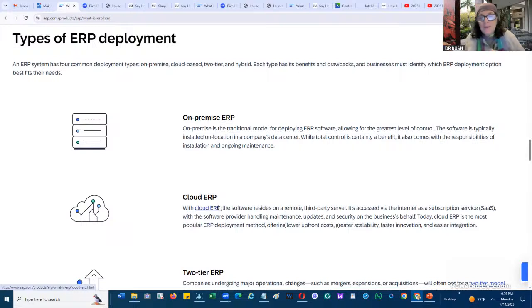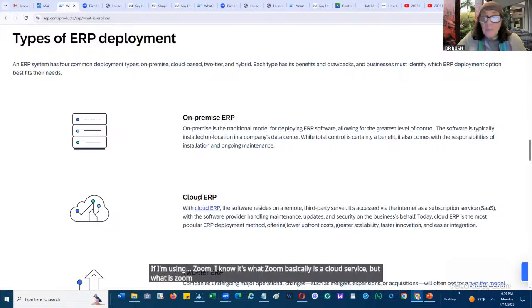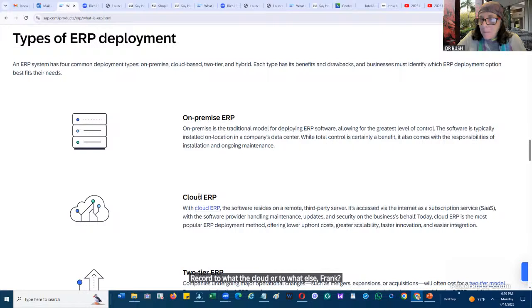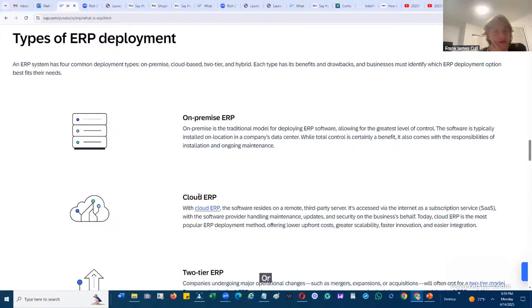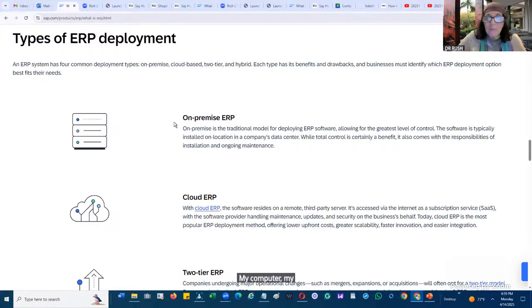In the cloud, you know what that means, right? That I go through a browser and I get to it. If I'm using Zoom, I know it's what? Zoom basically is a cloud service, but what does Zoom actually let me do in the very beginning? Record to what? The cloud or to what else, Frank? When I'm on Zoom, it gave me two choices: record to the cloud or to your computer. My computer. Another name for my computer is on premise. On premise means on where I reside in my organization.